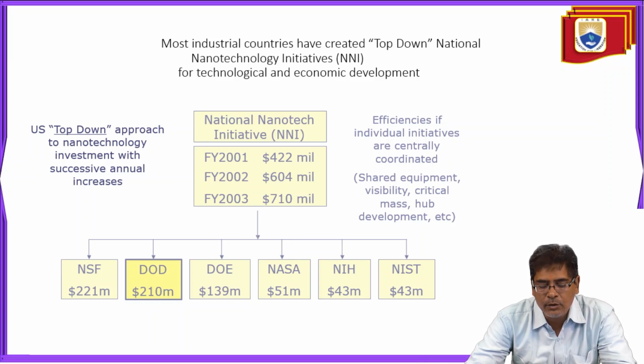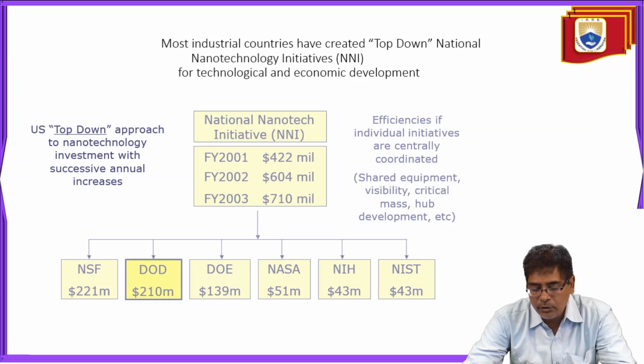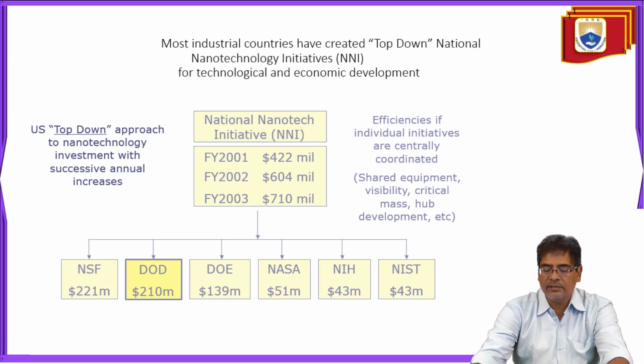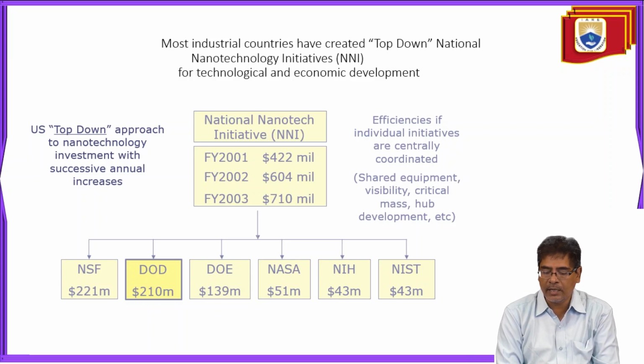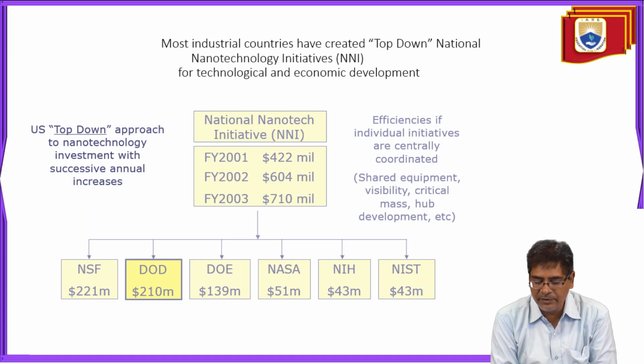So for the financial year 2001, it is $422 million. For the financial year 2002, it is $604 million. Financial year 2003, it is $710 million. So there are efficiencies if individual initiatives are centrally coordinated: shared equipment, visibility, critical mass, hub developments, etc.